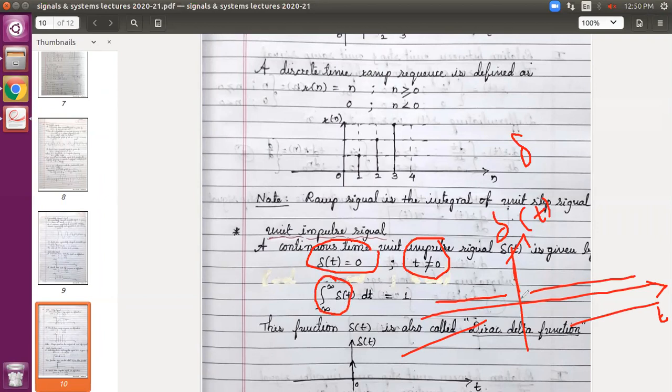Means only at time t equals 0, this kind of arrow mark is shown to show the area under the curve. You are not getting any curve here. For example, if this is a signal, you can find the area under it by using the integration method. You use the integral to find the area under the curve. You have studied this already in calculus. So the area under the curve for the impulse signal is equal to 1.